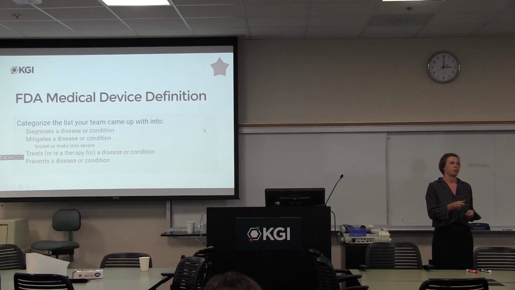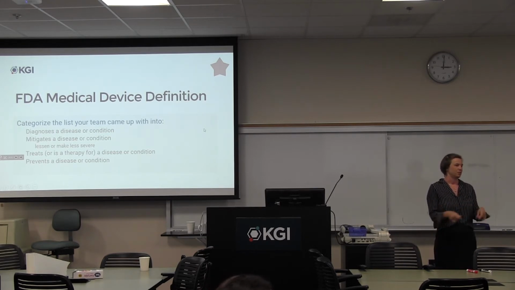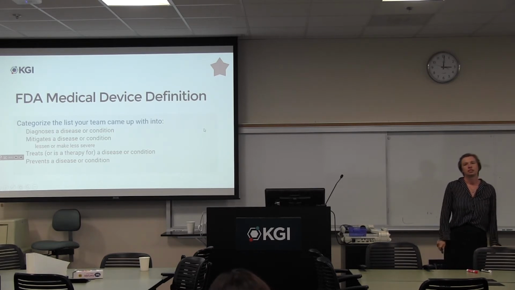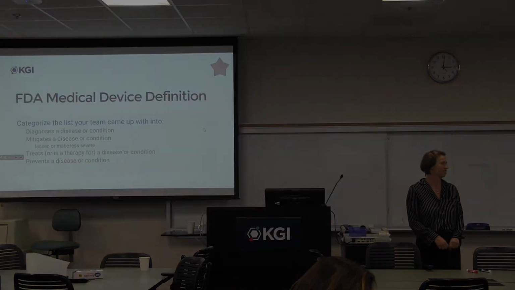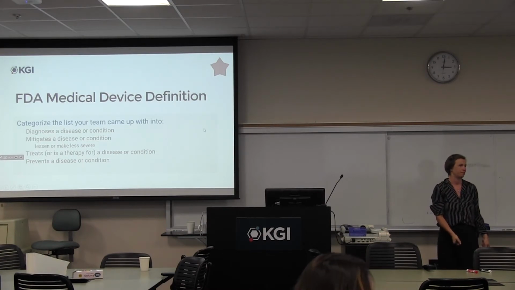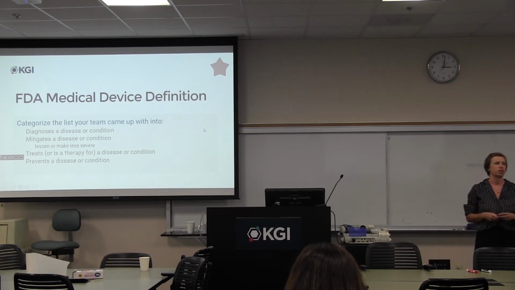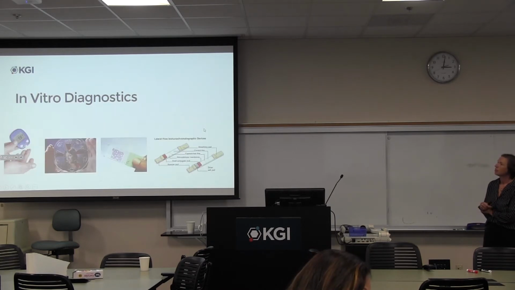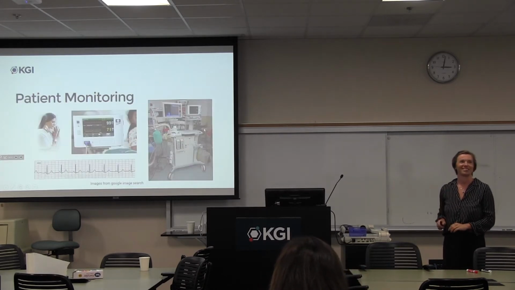The items you came up with, did they end up in diagnostics, mitigation, treatments, or prevention? As a team, look at it. The follow-up question is, did anyone come up with a preventative device? Gloves in the hospital are preventative. Band-aids are preventative. They aren't treating your wound, they're preventing infection. That one is usually harder to come up with examples for, and that's why I pointed it out. So in vitro diagnostics, you got a lot of those.